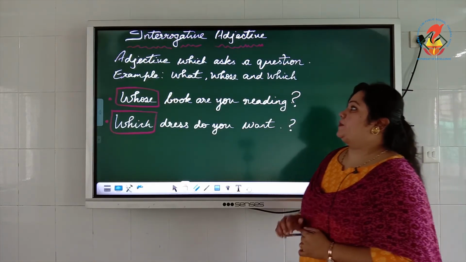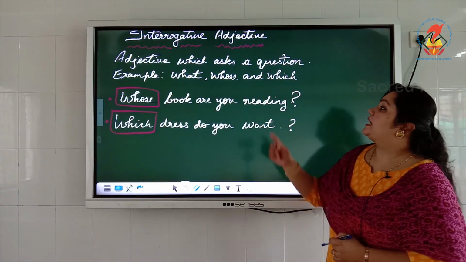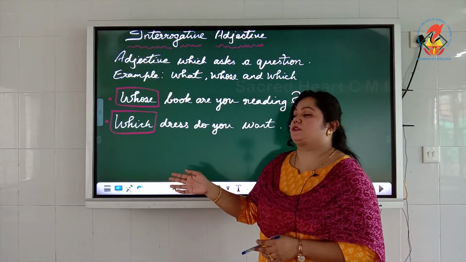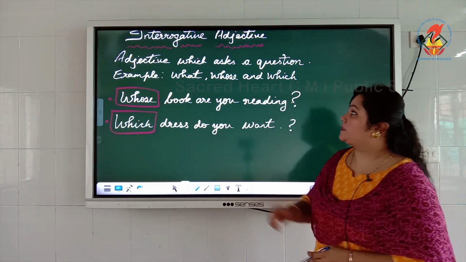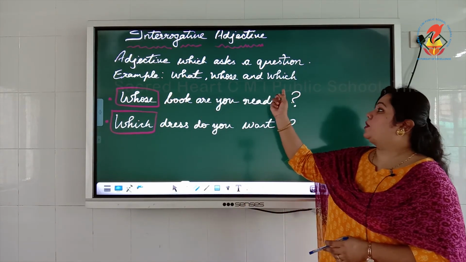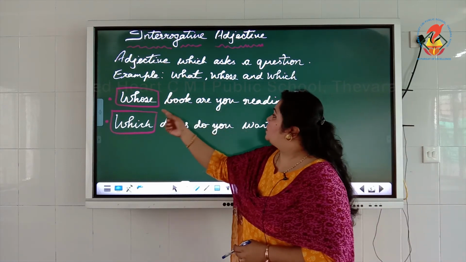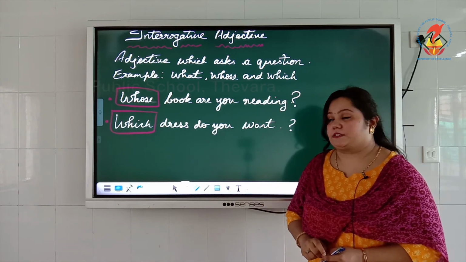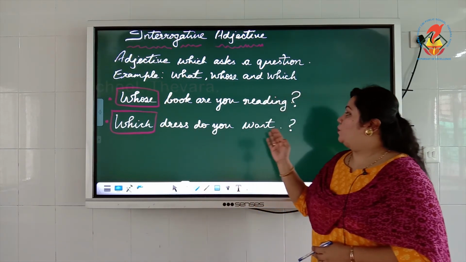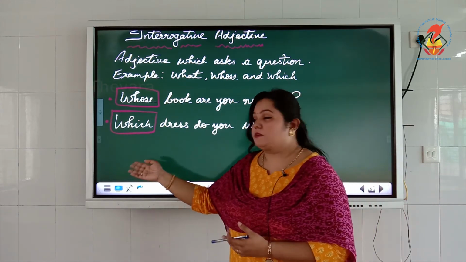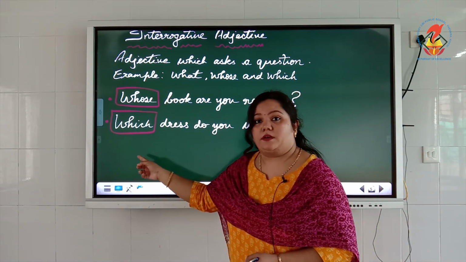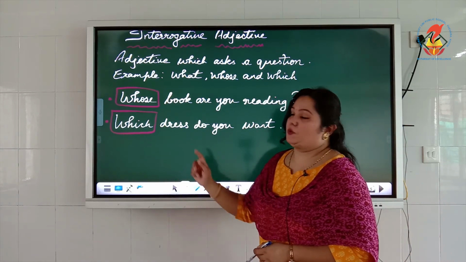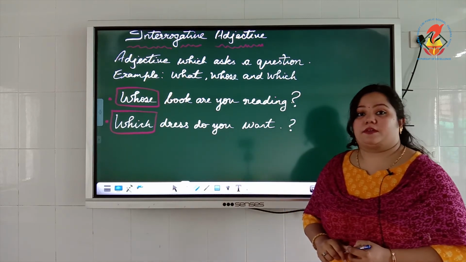Now we learn interrogative adjectives, right? Adjectives which ask a question or which are related to asking questions are known as interrogative adjectives. Examples: what, whose and which. So over here, whose book are you reading? The word whose is the interrogative adjective. Next one, which dress do you want? The word which is the interrogative adjective over here because it is related to asking a question. Which dress? So which is the interrogative adjective.